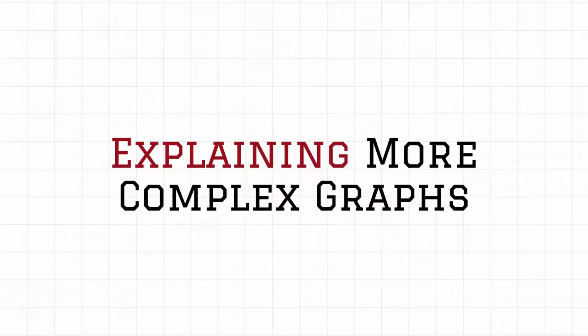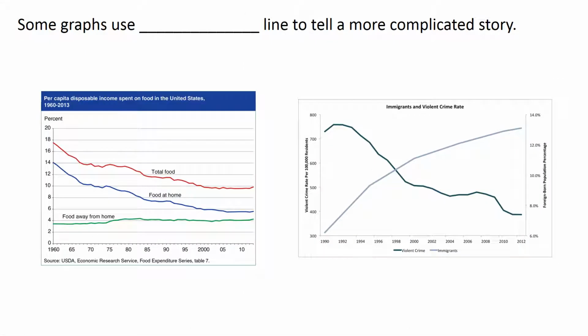We're now going to try to determine the story that more complex graphs are telling. So some graphs use more than one line to tell a more complicated story. And so here's a couple of examples of that. In the first graph, you see that there's actually 3 lines going on, and in the second graph, there's a couple of lines that are going different directions. So let's delve into each of those.